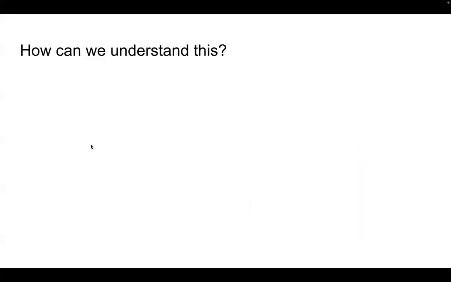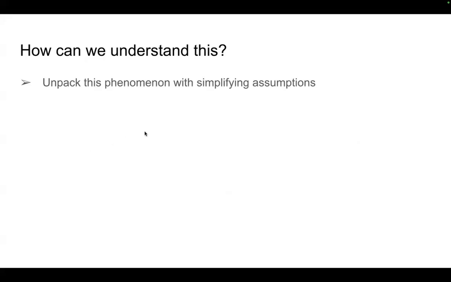So how can we understand these results? What I want to do is unpack this phenomenon with some simplifying assumptions that I'm going to go through one by one. The first is stable population theory, by which I mean we're assuming that populations are stable beforehand, which is a somewhat common assumption in this literature, but there's also work on non-stable momentum, and that's a possible extension, and we can talk about it later.